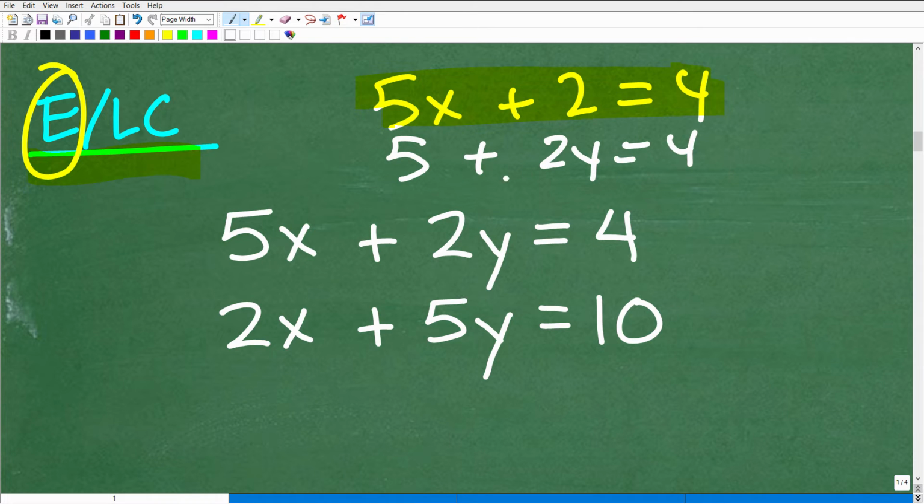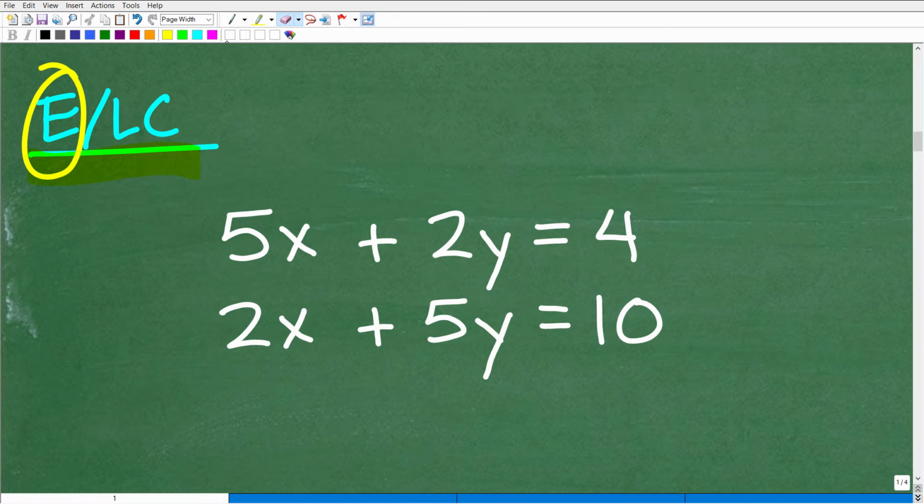Just notice I'm just eliminating one of these variables, right? So when we have linear equations with one variable, just solving basic algebraic equations, you should already know how to solve these, right? But we can't solve these right now because they have two variables. So we want to eliminate one of the variables.